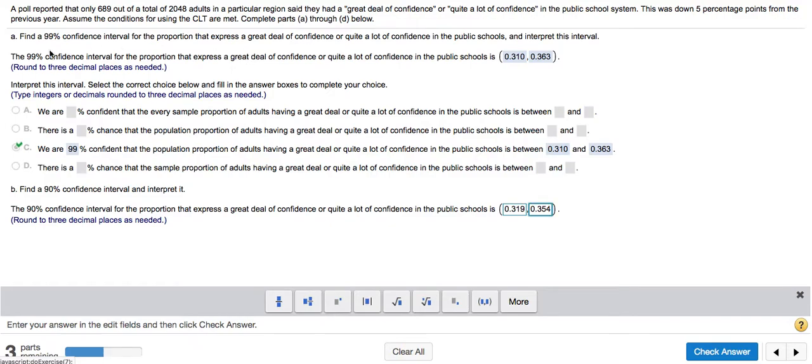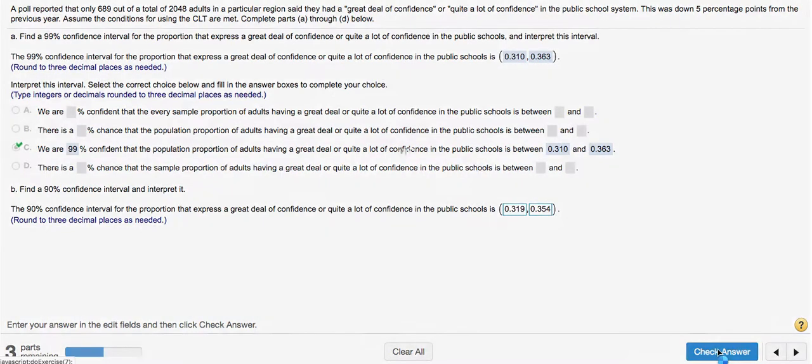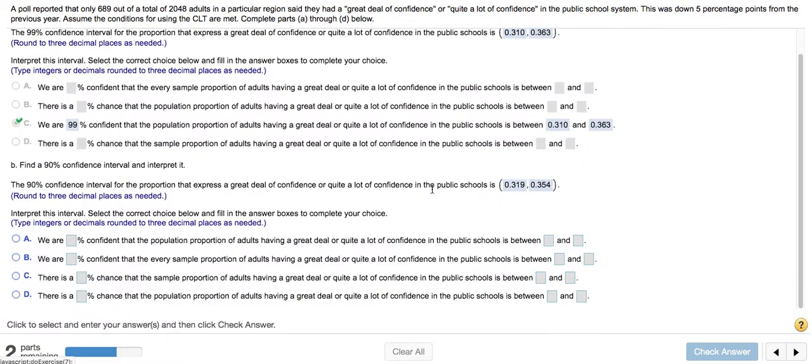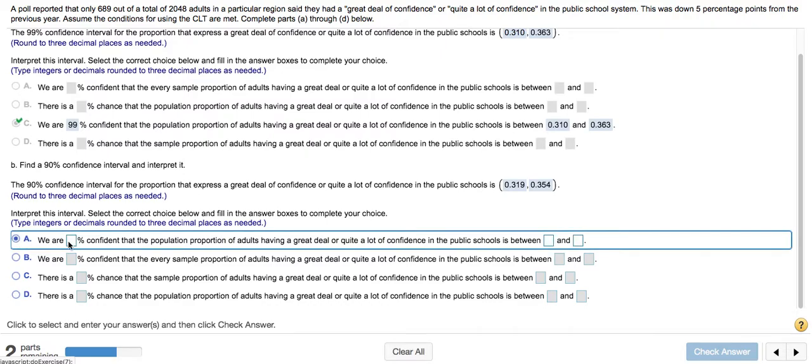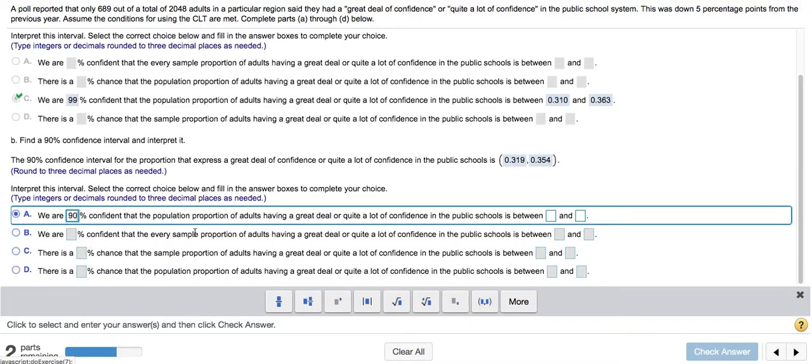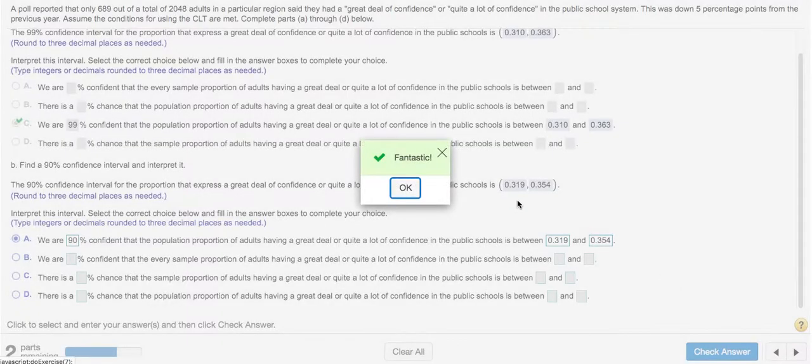Notice that the confidence level went down and the interval is actually smaller. It shrank. I'm going to check my answer. Okay, that's good. Now we're asked to interpret what this means. We have 4 options to choose from. It's never going to be the one with the percent chance; that's not what it's trying to indicate. It's the one that says we are some level of confidence that. Looks like A is the best choice. We are 90% confident that the population proportion of adults having a great deal or quite a lot of confidence in the public schools is between 0.319 and 0.354.